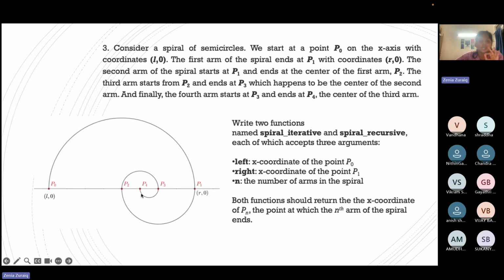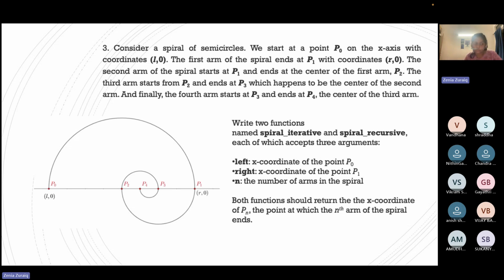So it should return to me what is the value of P4, right? The x coordinate only. So for example, x coordinate of P0 is L, P1 is R, P2 will be L plus R by 2, and so on. As you can see from the names, you're supposed to write a function using iteration, and you're also supposed to write a function using recursion.